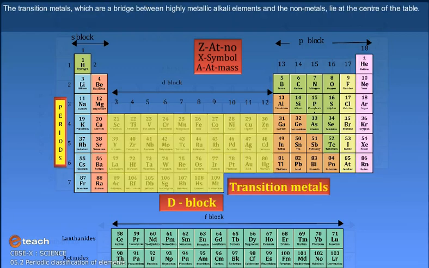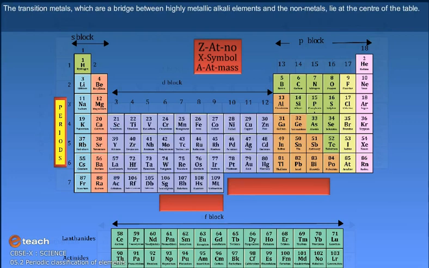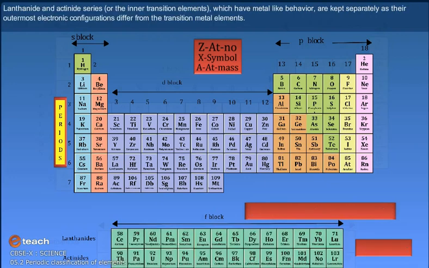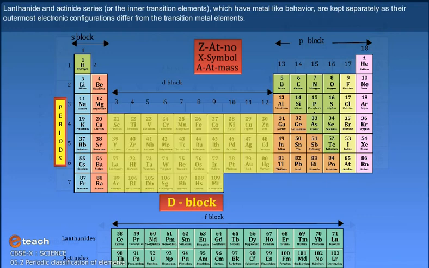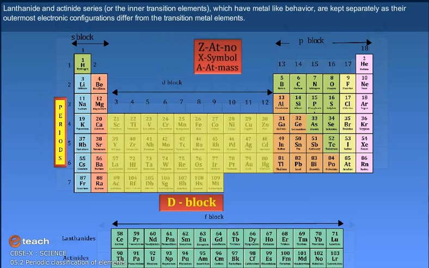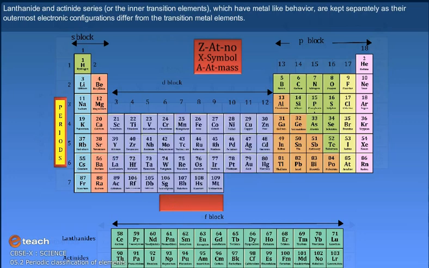The transition metals, which are the bridge between highly metallic alkali elements and non-metals, lie in the center of the table. Lanthanide and actinide series, which have metal-like behavior, are kept separately as their outer electronic configurations differ from the transition metals.